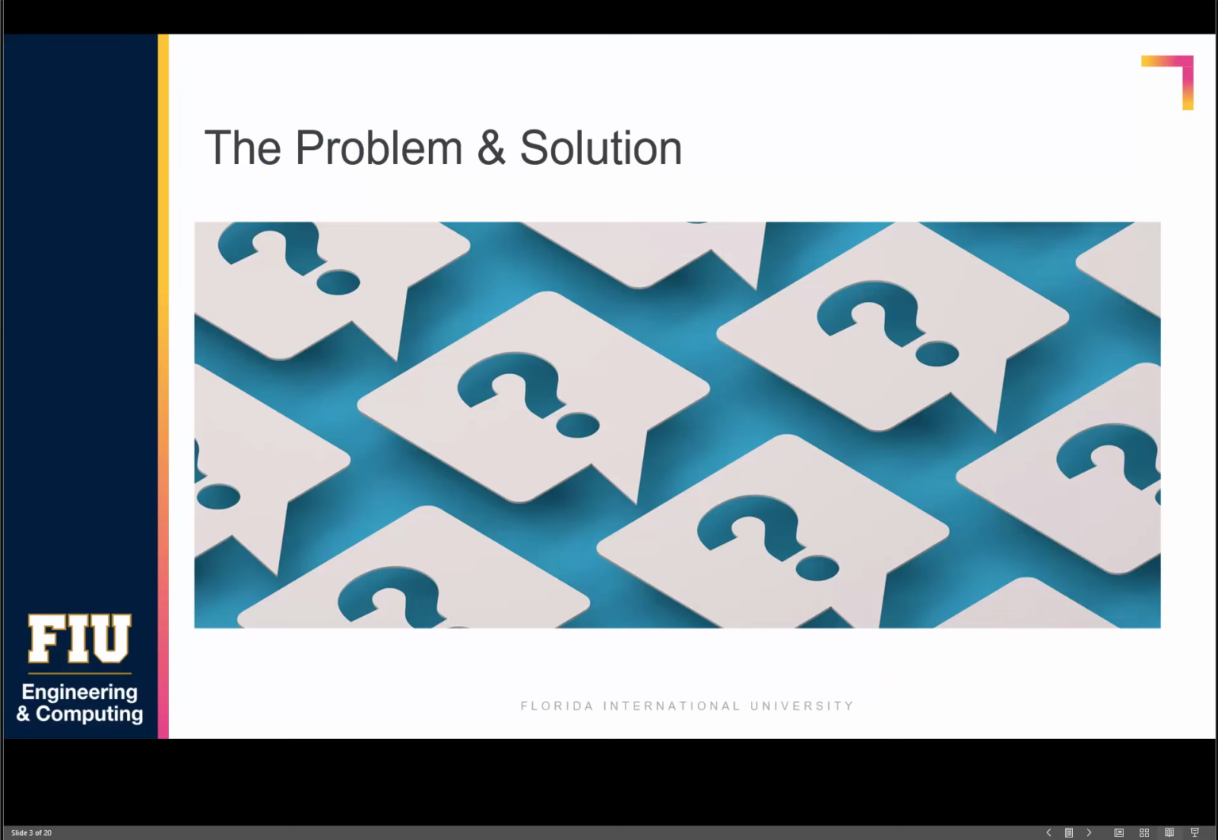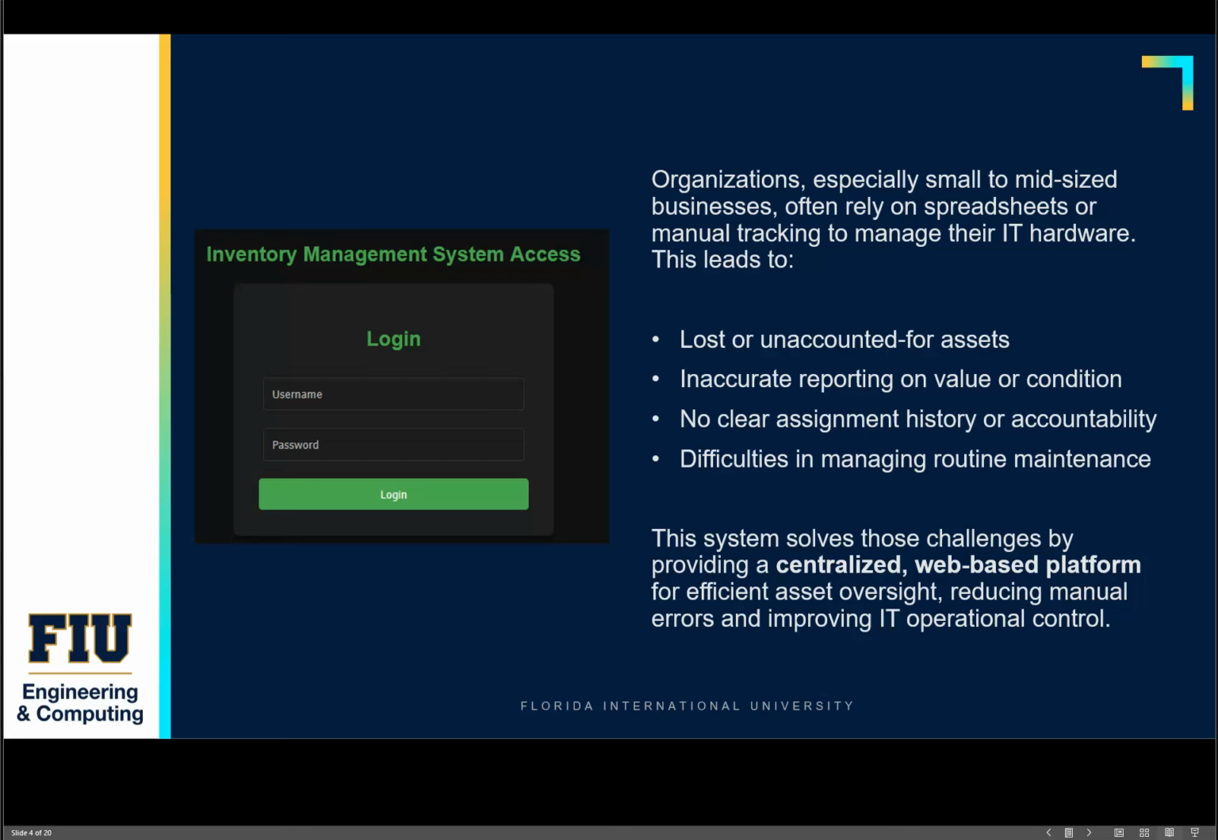So to start, the problem and the solution is that organizations, especially small to mid-sized businesses, often rely on spreadsheets or manual tracking to manage their IT hardware or their assets. This can lead to lost or unaccounted for assets, inaccurate reporting, and no clear assignment history, which ultimately leads to difficulties in managing routine maintenance if an asset becomes defective, or an employee leaves the company and we need to get that asset back from that employee.